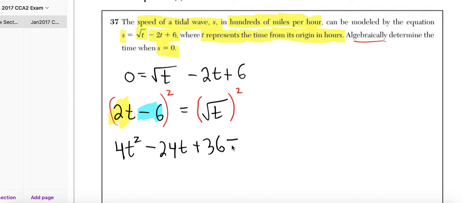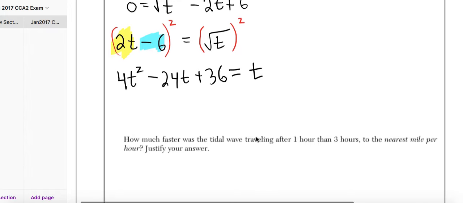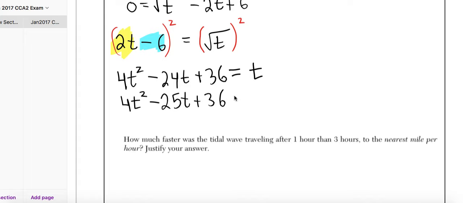Now the other side, guys, when I square a square root, they cancel, right? So we just get t. Now I'm going to set this equation equal to 0 by subtracting t on both sides. So it becomes 4t squared, negative 24t minus t, or minus 1t, becomes negative 25t plus 36 equals 0.